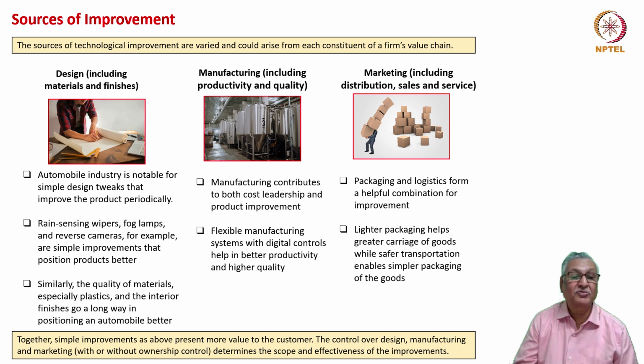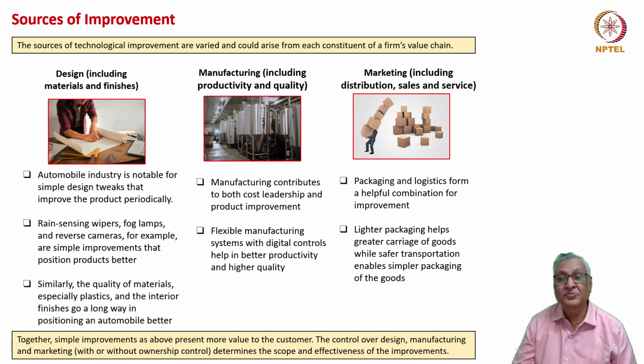When you have rain sensing wipers, fog lamps and reverse cameras, you can incorporate better driving, better parking in the car. These are improvements. Similarly, the quality of materials, especially plastics and the interior finishes, go a long way in positioning an automobile in a better fashion. We will get better benefits from manufacturing, including productivity and quality, because manufacturing contributes to cost leadership as well as product improvement. Flexible manufacturing systems with digital controls enables a company make more number of products with better productivity and higher quality. Marketing, including distribution, sales, services, is very important because packaging and logistics form a helpful combination for improvement.